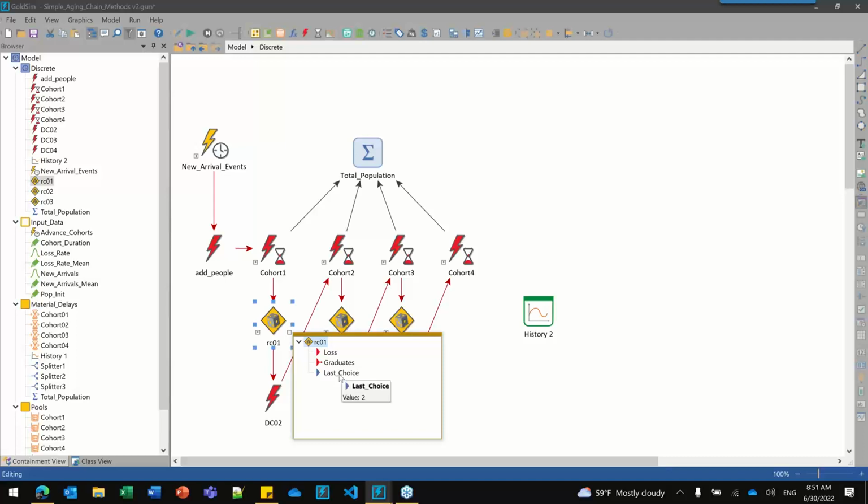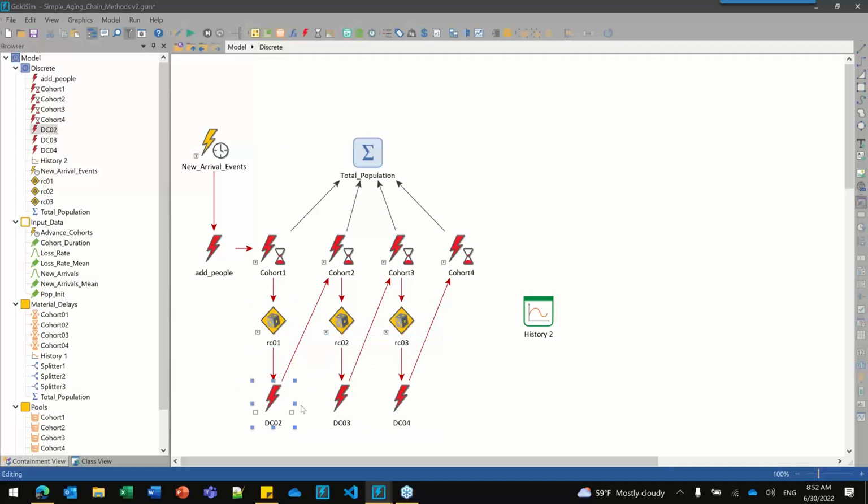And it's just a number, 1 or 2, 1 being the first choice, 2 being, anyway, we're not so worried about that in this model. We're really just interested in these first two. A loss will be an event. You can see we've lost 9, and then graduates 124. So 124 people moved to the next cohort, and 9 left.